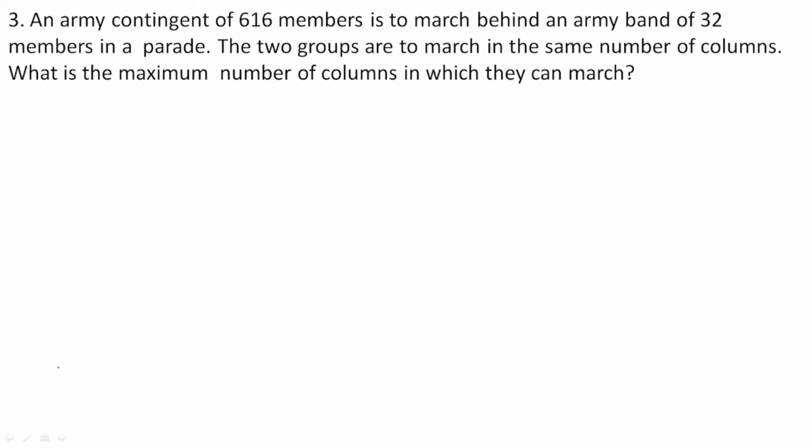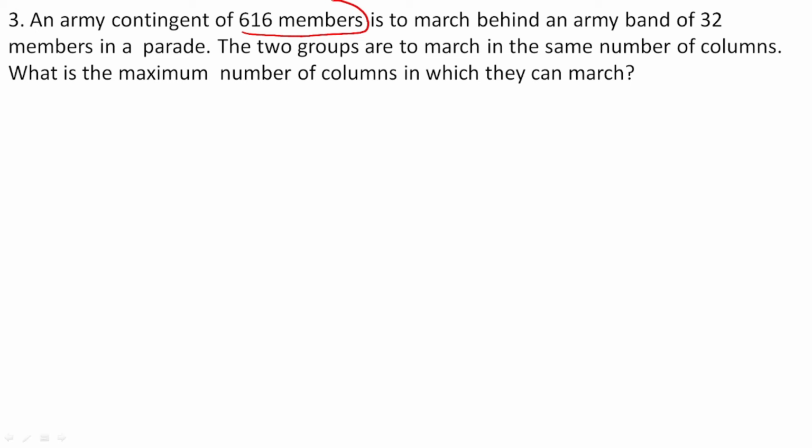So this is the third question in exercise 1.1. The question says: an army contingent of 616 members is to march behind an army band of 32 members in a parade. The two groups are to march in the same number of columns. What is the maximum number of columns in which they can march?